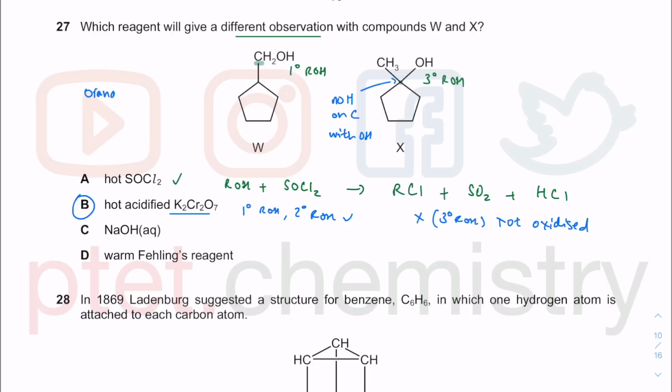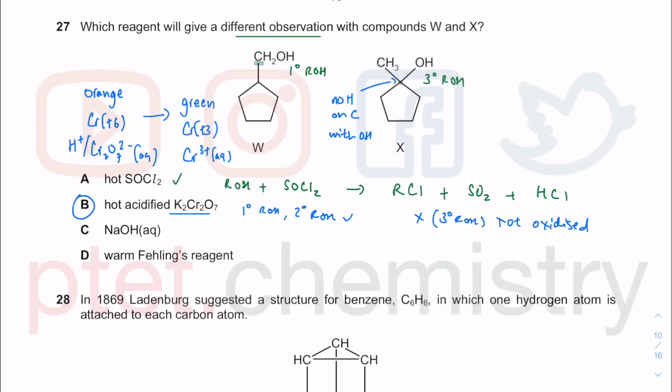This orange color is the chromium +6 in the dichromate oxidizing agent. It has to be acidified for it to work as an oxidizing agent. You're going to get a green coloration, chromium +3 oxidation state, Cr3+ aqueous. That is the final state when this acidified dichromate(VI) acted as an oxidizing agent here, but this one will remain orange because the oxidizing agent does not oxidize tertiary alcohol. That's why this is the answer.